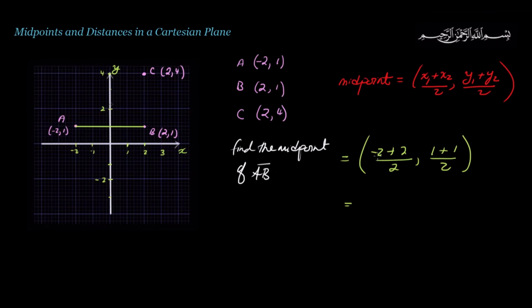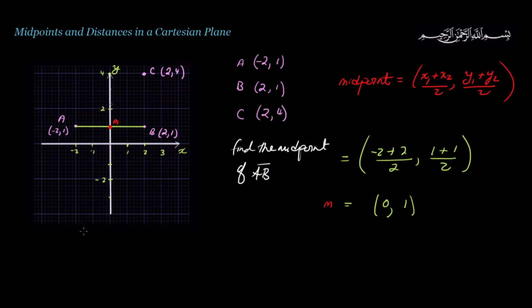So -2 plus 2 is 0, and 0 divided by 2 is 0. 1 plus 1 is 2, and 2 divided by 2 is 1. So (0, 1) is the midpoint, let's call it the midpoint M. The x is 0 and the y value is 1 right there, and that is the midpoint of this particular segment AB. So the midpoint is very easy to find. You simply take the average of the x's and the average of the y values.